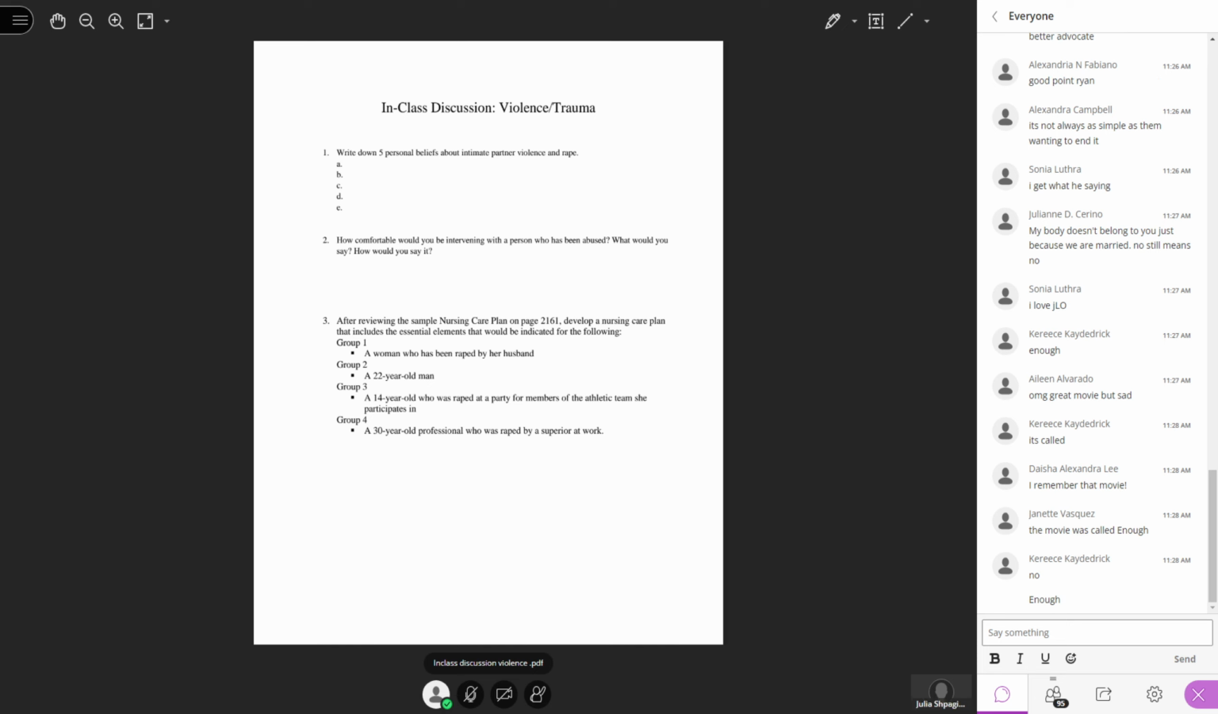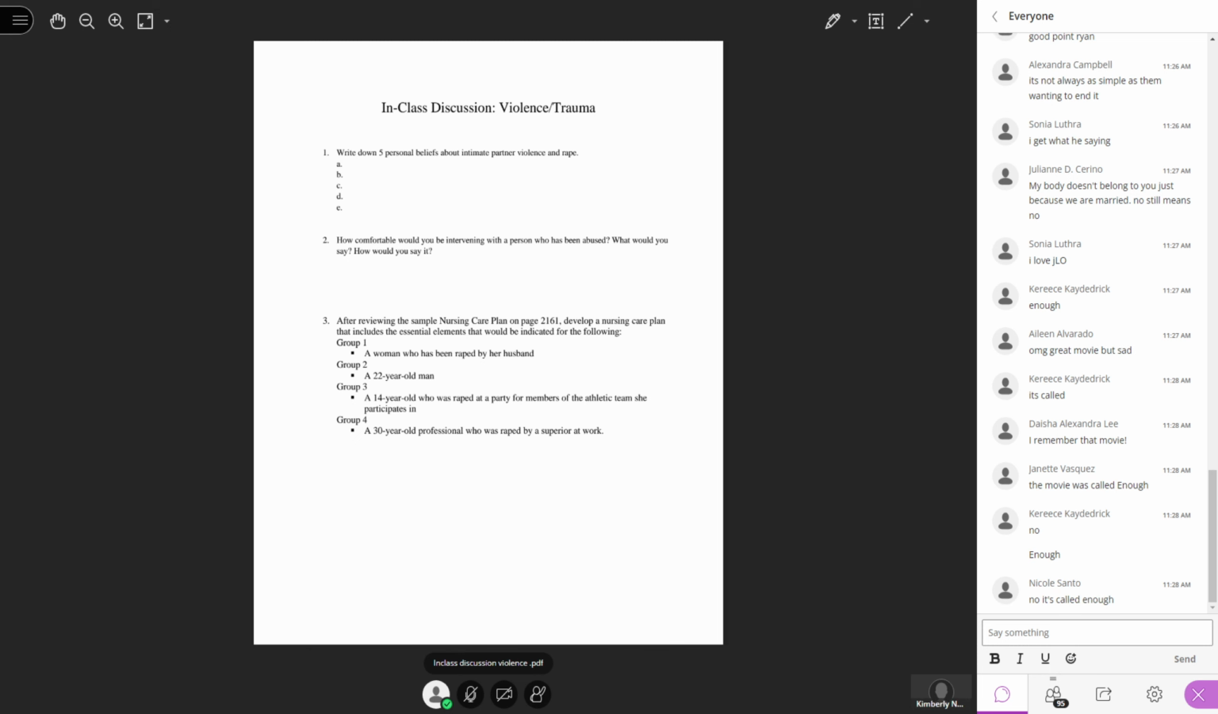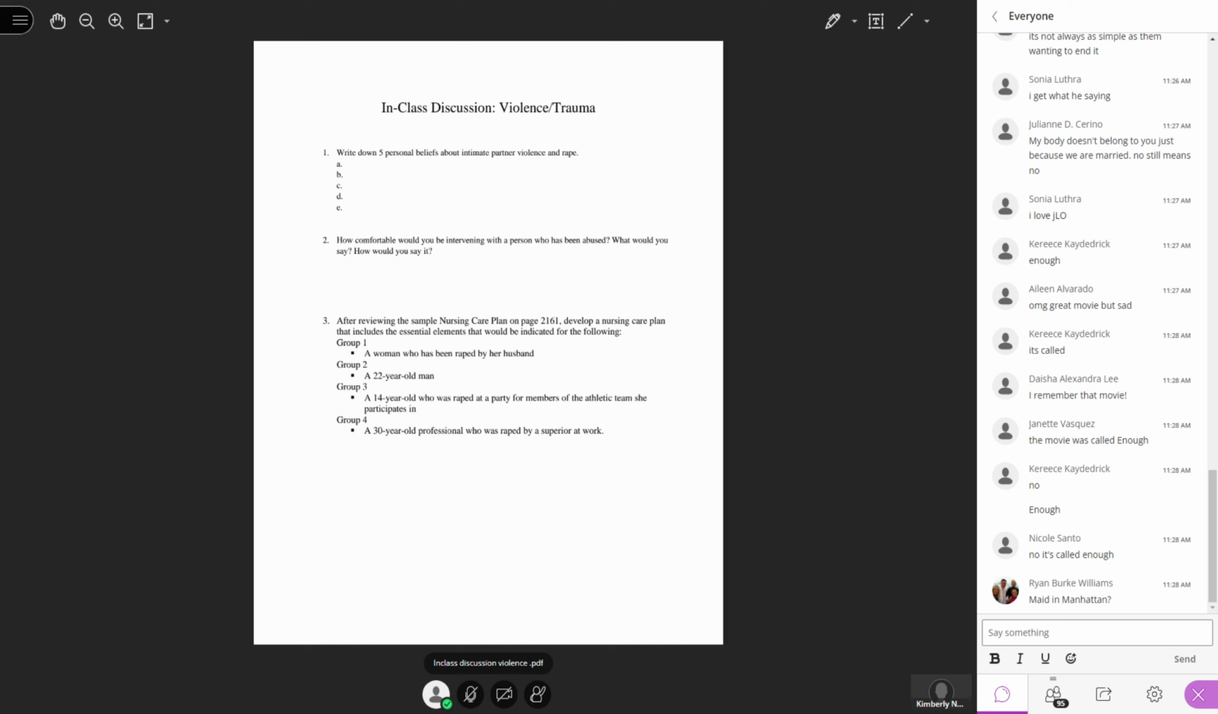Okay, well, with the marriage, it brings a whole different thing because you have to turn around the legal ways of ending the marriage, protecting the person, stuff like that. What about the 22-year-old male? It doesn't really say who, but they've been kind of raped by another person. They may or may not know.